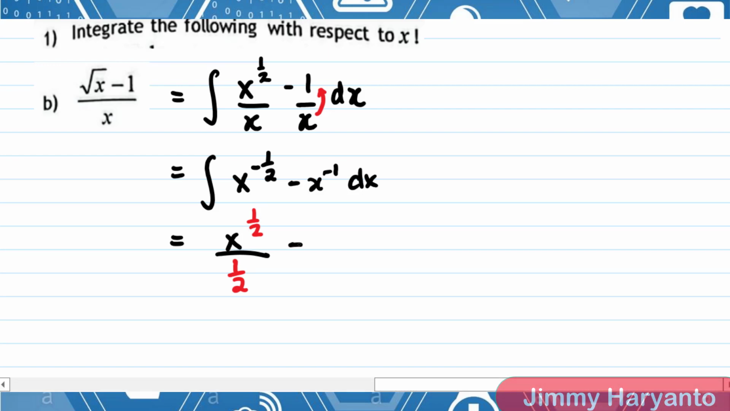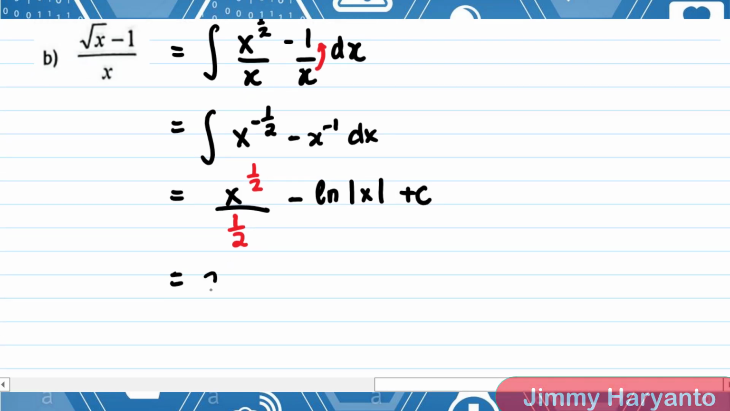And then for this one, we cannot add 1 to the power because we have x to the power of negative 1. If you have x to the power of negative 1, or 1 over x, you have to use the formula. The result will become ln x and then plus c. So you will have 2 square root of x minus ln x plus c.